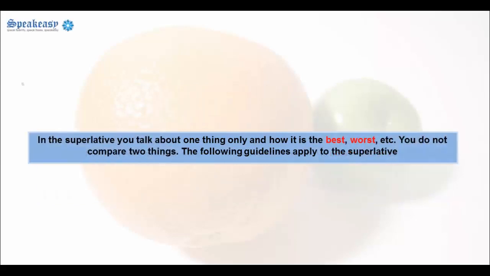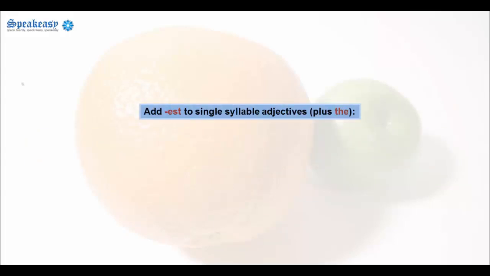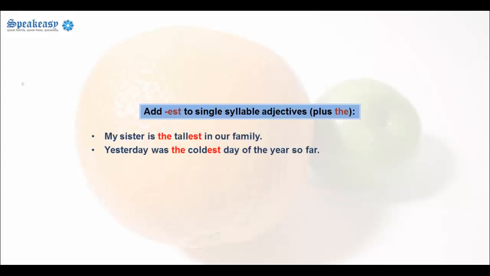In the superlative, you talk about one thing only, and how it is the best or worst and so on. You do not compare two things. The following guidelines apply to the superlative. Add est to single-syllable adjectives, plus the. My sister is the tallest in our family.